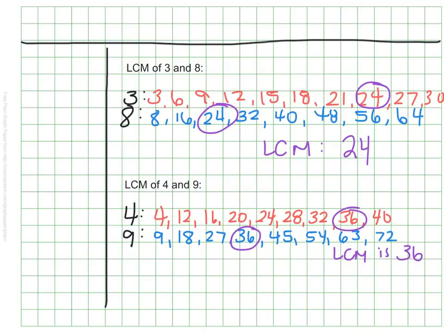So this is a different situation than we had in the first one, right? The first time we were looking and we saw that there were two numbers. One was a factor of the other. And if we wanted to know their lowest common multiple, it happened to be the larger of the two numbers. That doesn't work here, right? So let's take a moment to see if there's any pattern or anything we notice about these.